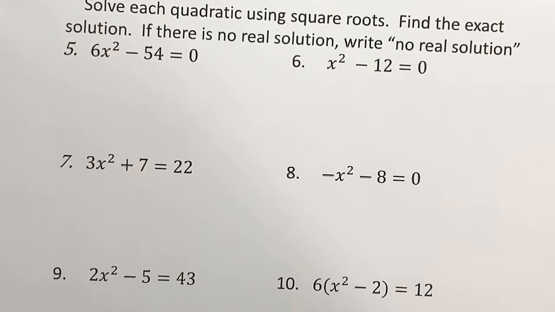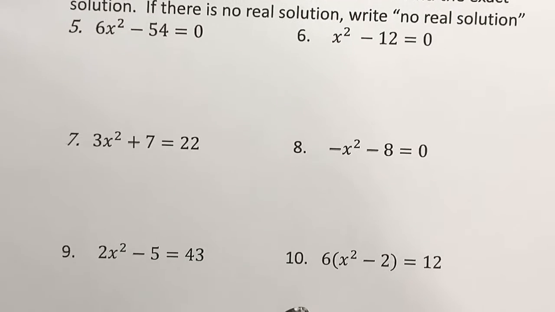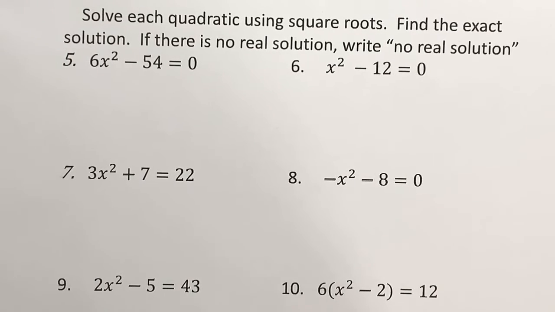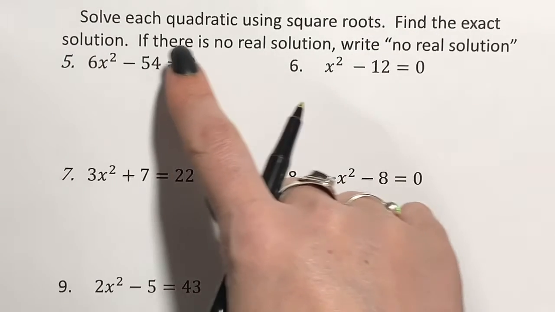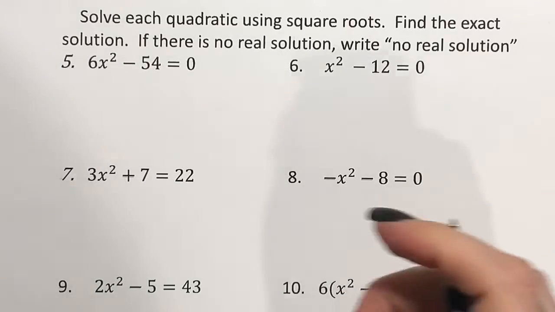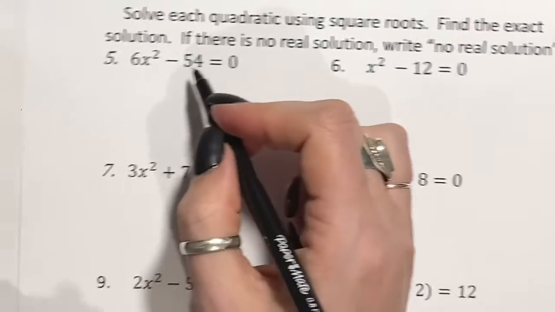Okay. And then I don't think we'll do all of these just for sake of time. So let's just pick a few of them. But we're going to solve each of these, and notice it does say if there is no real solution, just write no real solution, so we don't need to worry about imaginary numbers on this set of problems. So let's do number 5.